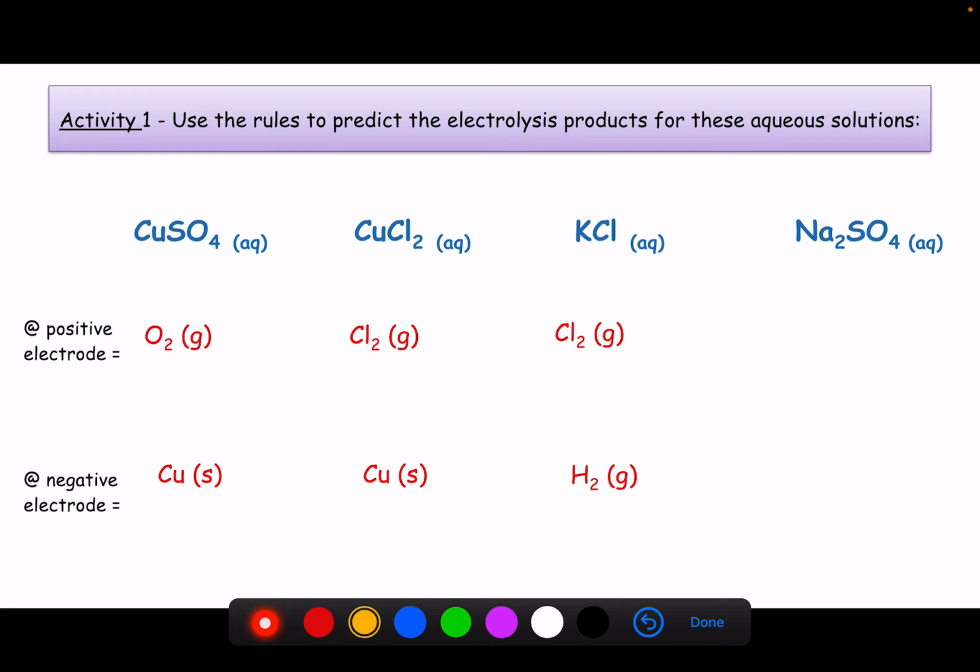Finally, sodium sulfate. Again, my sulfate ion or my hydroxide ion are my negative ions. The sulfate ion is not a halide ion, therefore no halogen will form, instead oxygen will form. And at the negative electrode, well, sodium is more reactive than hydrogen. Hydrogen is the least reactive, therefore hydrogen is what will form.